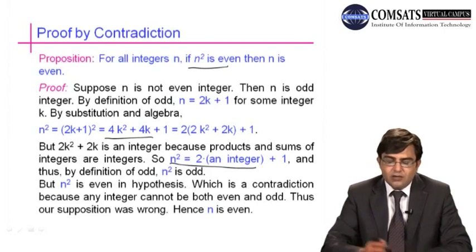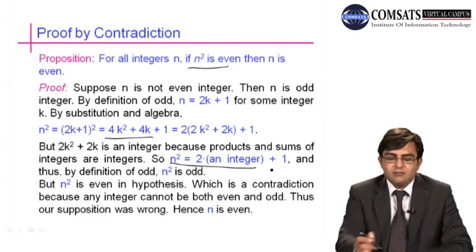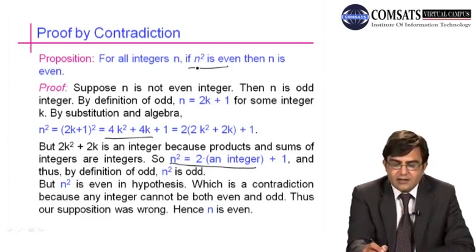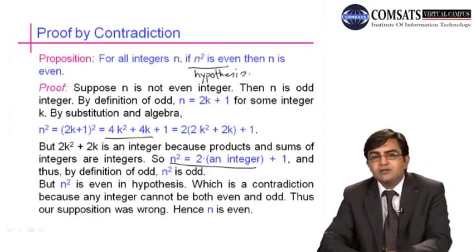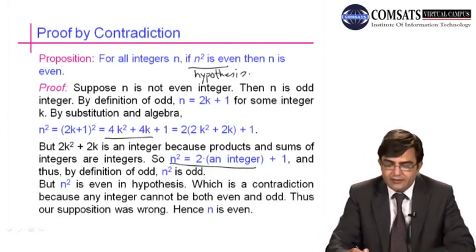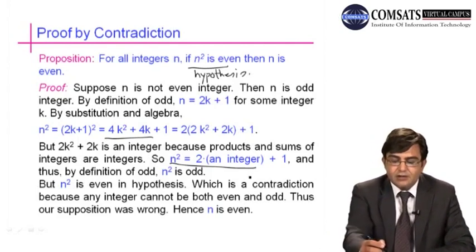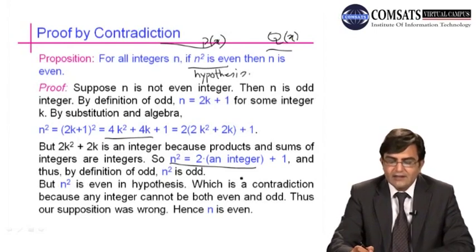But here in the supposition we have supposed that the hypothesis of this conditional statement is true, but we arrived at what? N square is odd, but this was the hypothesis, and the hypothesis was true. At the end of the proof, after a sequence of steps, we have arrived at this: if we suppose that p of x is true, we have arrived at that not p of x is true.